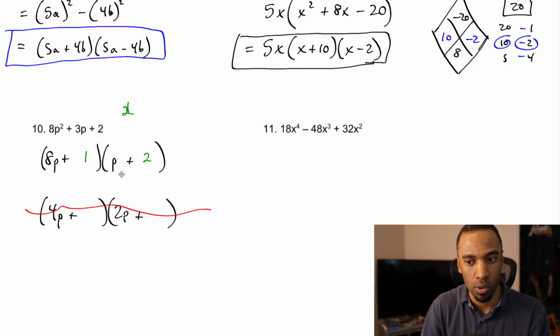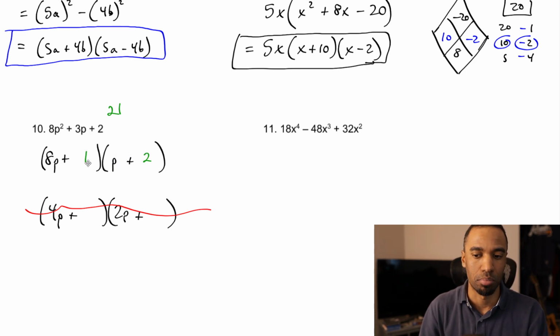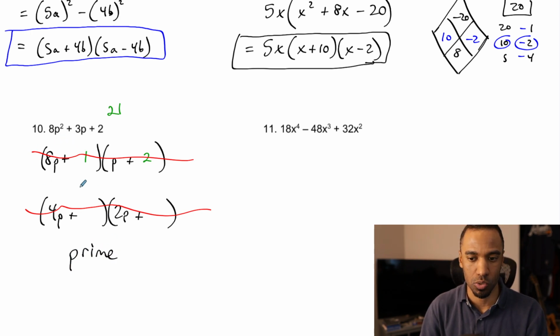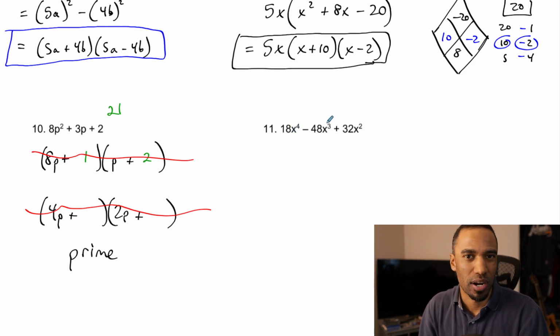The 4p and 2p, no, because evens. 1 and 2, no, because no common factor of 2. Therefore, this is the only one worth testing. 8 times 2 is 16. Plus 1 is 17. Nope, that's not 3. Doesn't work. Prime. Not factorable. This was the one to test. It didn't work. Number 11, I started by trying to factor out a 6.